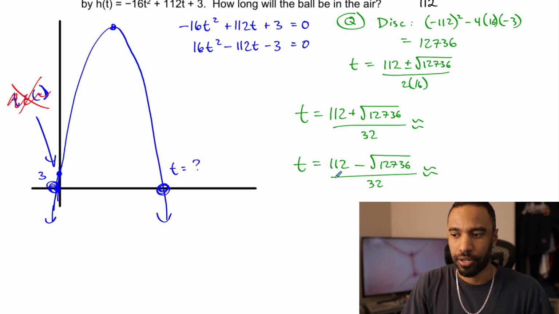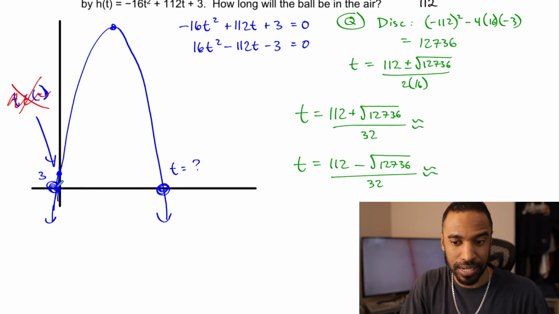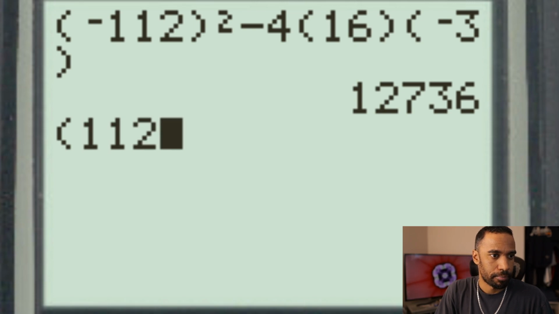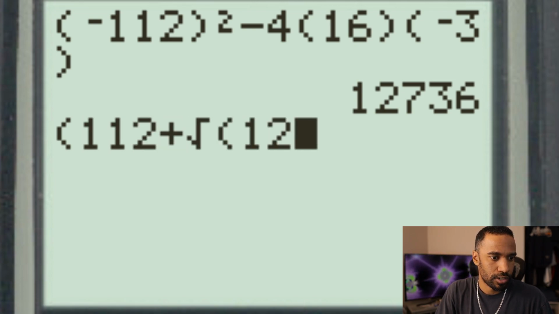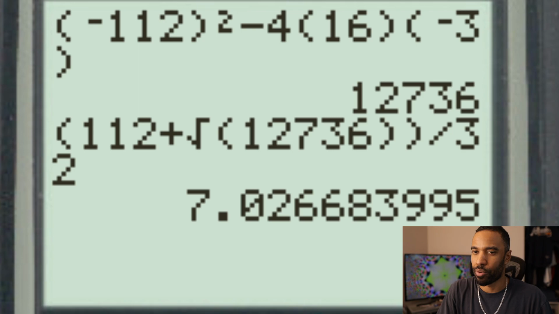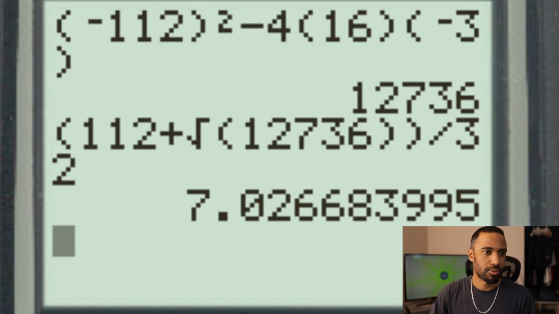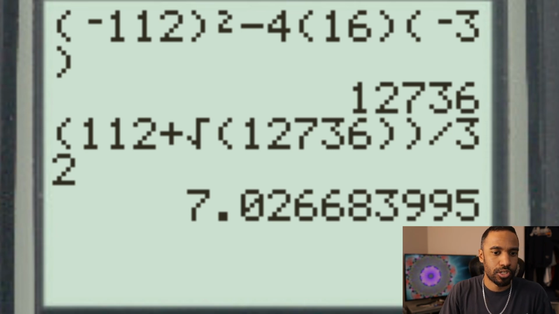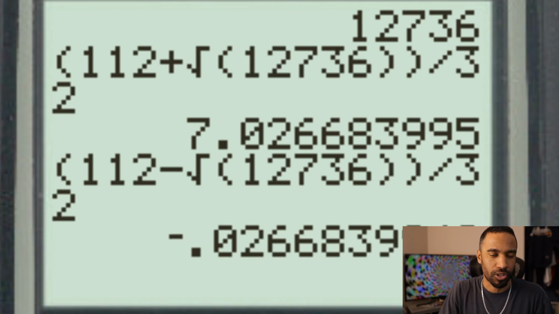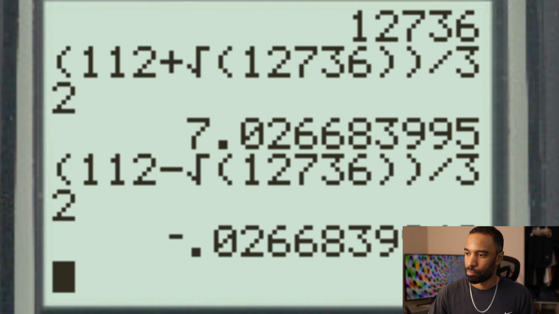Okay, I'm going to go to the calculator here. I'm guessing the bottom one's going to give me a negative answer, and barely negative. It might even be negative 0 point something. I haven't done the problem, but I'm guessing that's what it would be. So here we go. I'm going to do 112 plus the square root of 12736, all divided by 32. And that answer, 7.0266, I'm going to write as approximately 7.03. Then I'm going to do the same thing and subtract, and look at that, negative 0.03 about. I'm going to leave it like that.